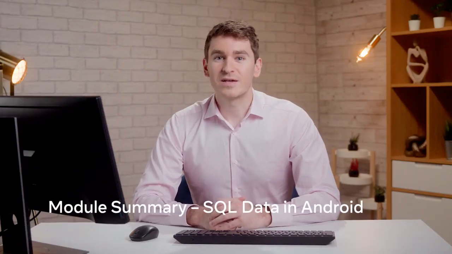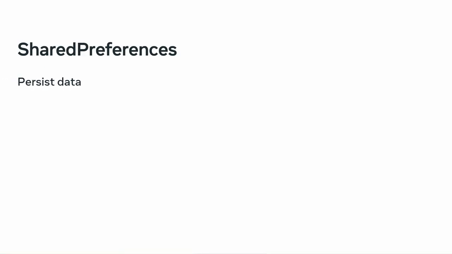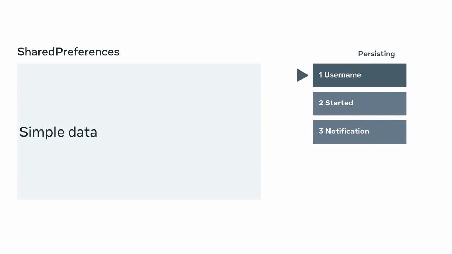That's the end of this week's learning where you explored SQL data in Android. Well done! In this week, you learned how shared preferences can be used to persist and restore data. In addition, you learned about SQLite and how it can help you persist complex data and query it. Shared preferences can persist many different types of data, like usernames, the time when the app was last started, or other settings such as a receive notifications preference.